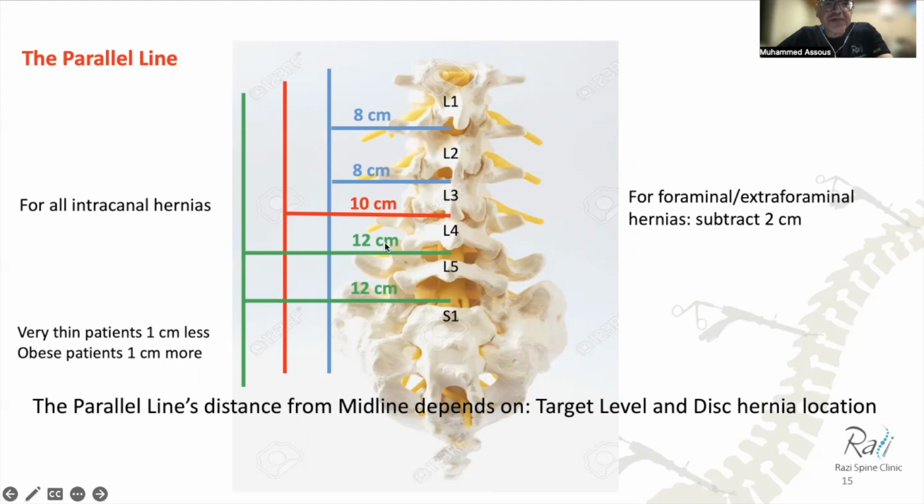I want to go inside the canal in an average build patient. So I'm 12 centimeters from the midline, and that's critical. If the patient is too obese, you're probably 13 centimeters from the midline. If the patient is too thin, you're probably 11 centimeters from the midline.